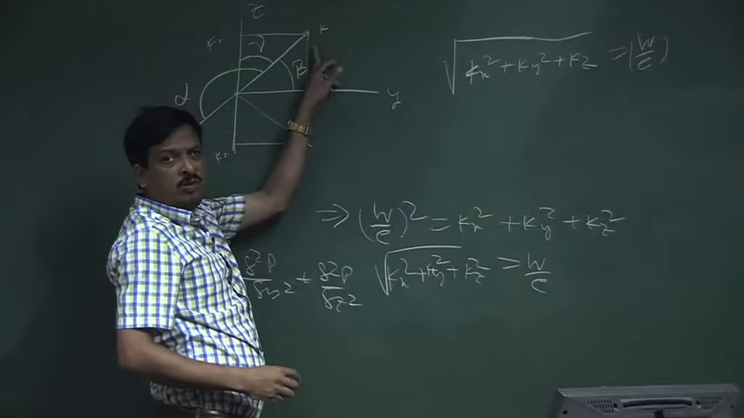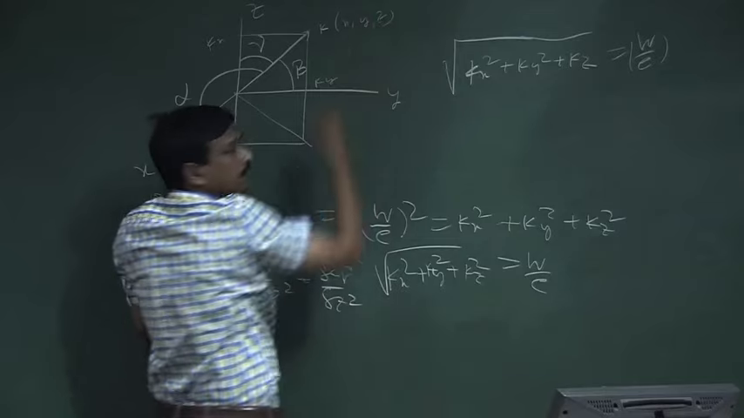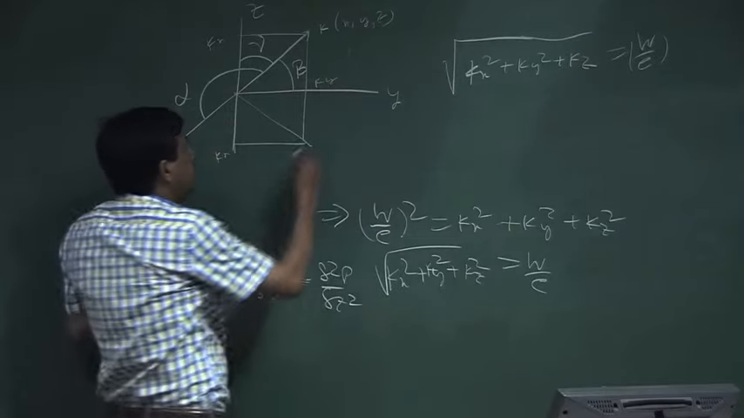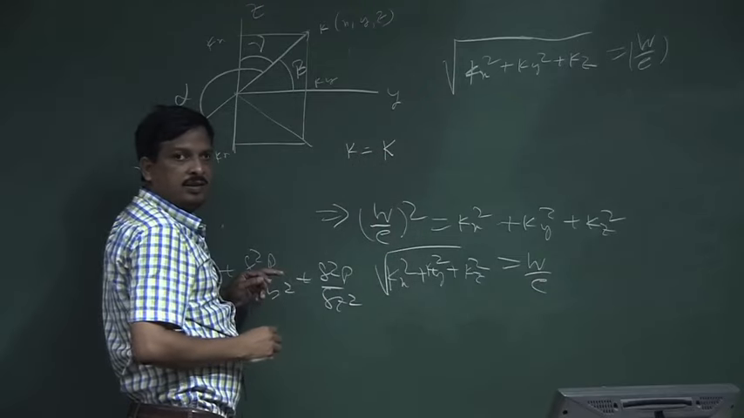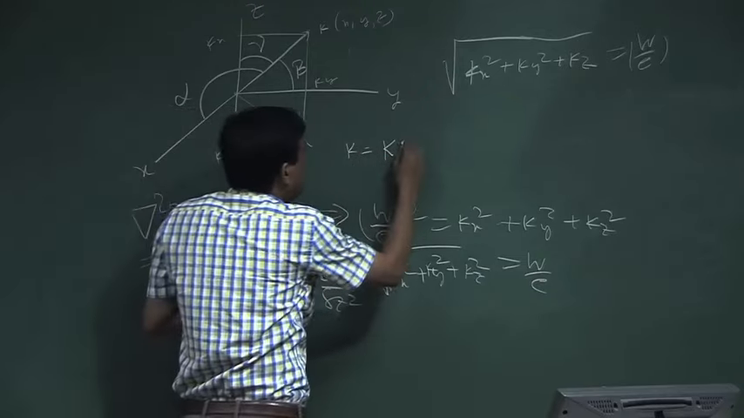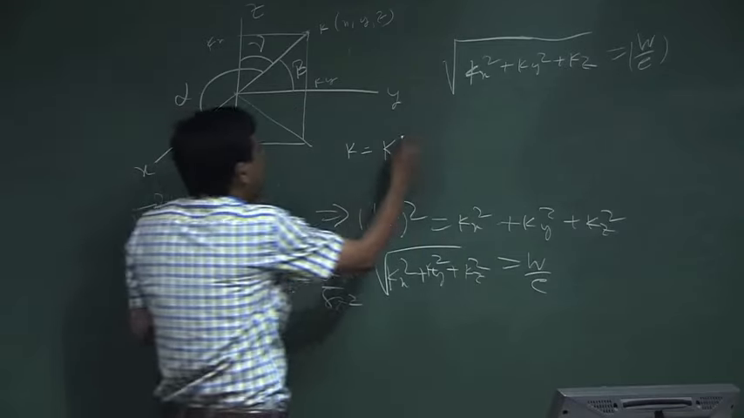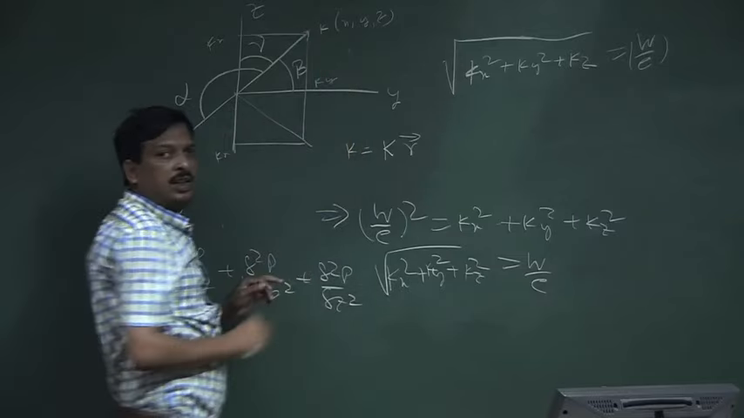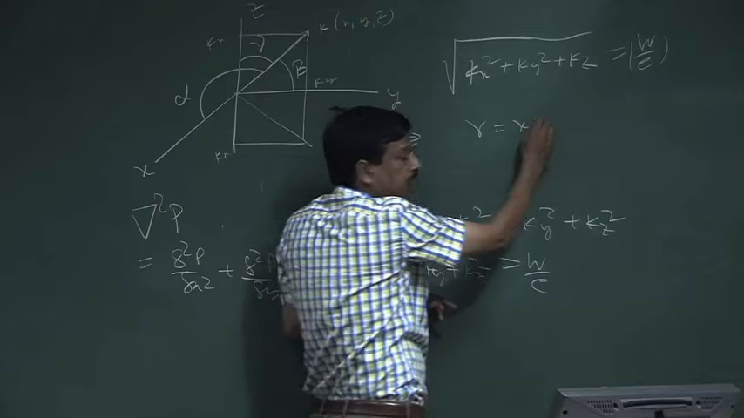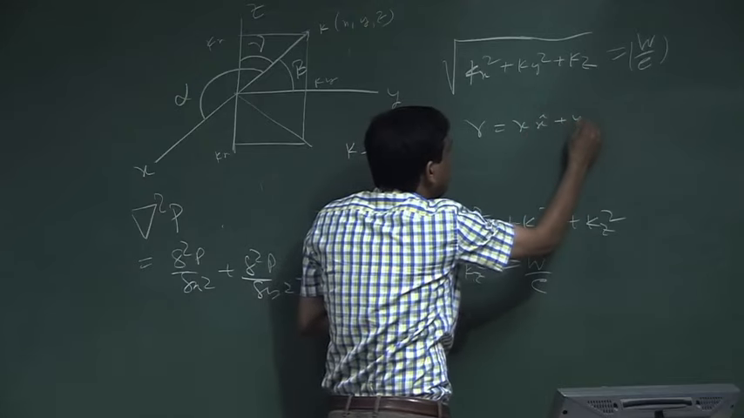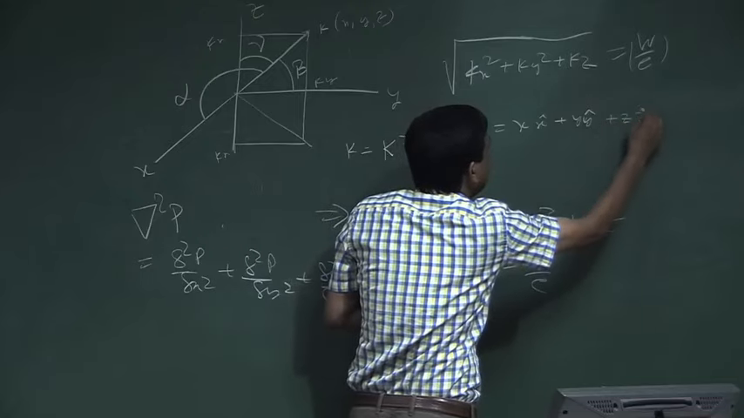So, it has an amplitude and has a position x, y, z. So, I can write the point as an amplitude k and a position vector r, where r is the position vector. So, r has an x position in the x direction, a y position in the y direction, and a z position in the z direction.